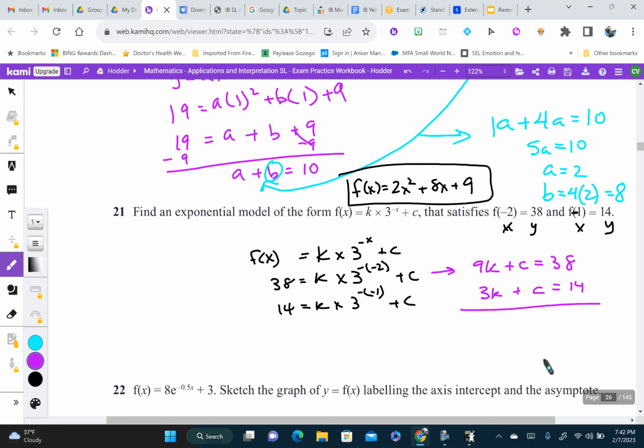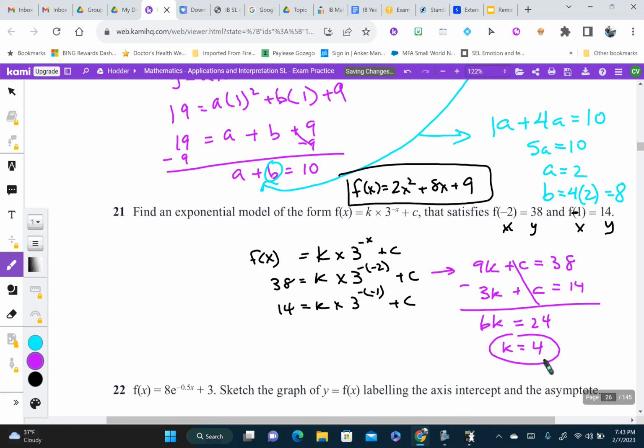You can use the polysolver for this, or you could just subtract these. So this is going to be 9 minus 3 is equal to 6k. So 6k is equal to, this is going to subtract, this c is going to cancel out, 38 minus 14 is 24, and I get k is equal to 4. Okay, divide both sides by 6. So k is 4.